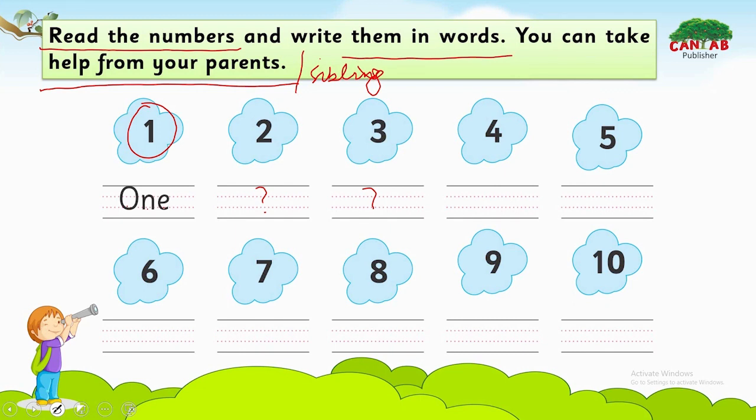This is what? This is 2. So, what is the spelling of 2? T-W-O. In this manner, you have to fill the remaining blanks, and this is your homework from 1 to 10.